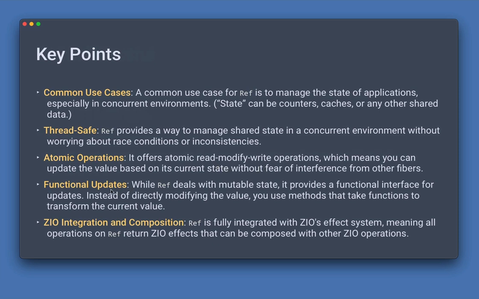I already noted some parts about ref being functional in that it's a ZIO type or a ZIO effect. It also provides a functional interface for updates, so instead of directly modifying a value, we use methods, and those methods will take functions to transform the current value. And a key there, as I've mentioned before, is composition. Because it is a ZIO effect, we can compose it, just like everything else that we've composed so far.